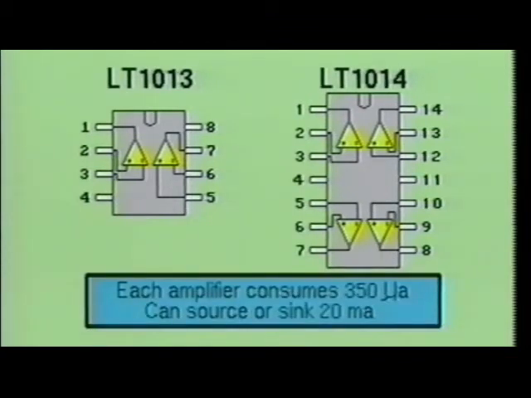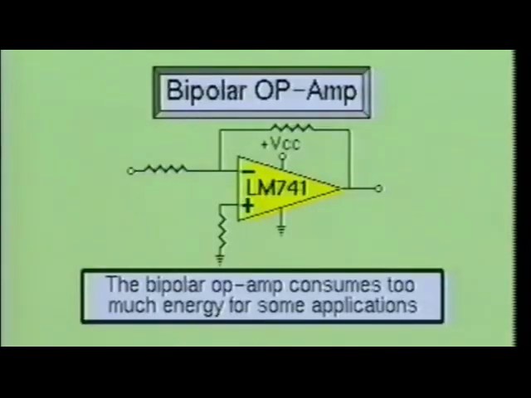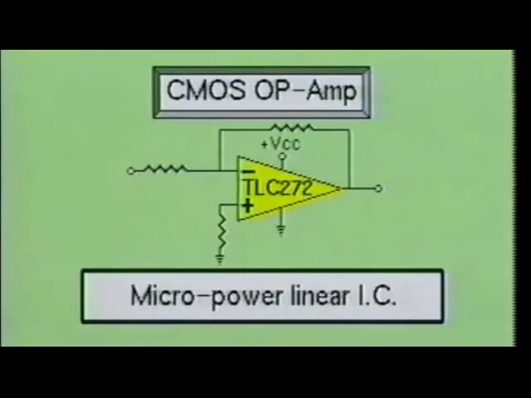Each amplifier section will only use 350 microamps of current and can source or sink up to 20 milliamps of load current. The relatively high current consumed by the bipolar integrated circuit amplifier has long been a drawback to their use in battery-powered circuits. Thanks to CMOS technology, a new generation of micro-power linear ICs have overcome this problem.